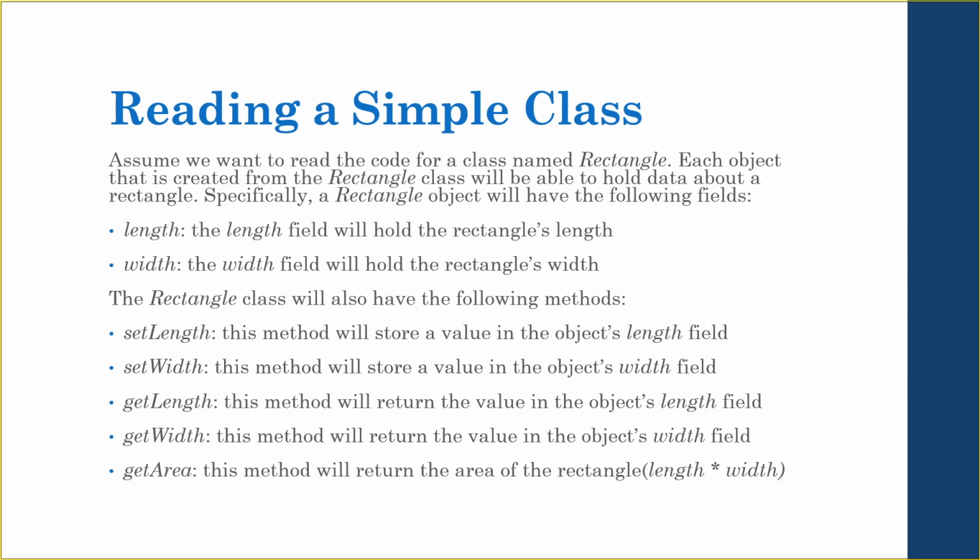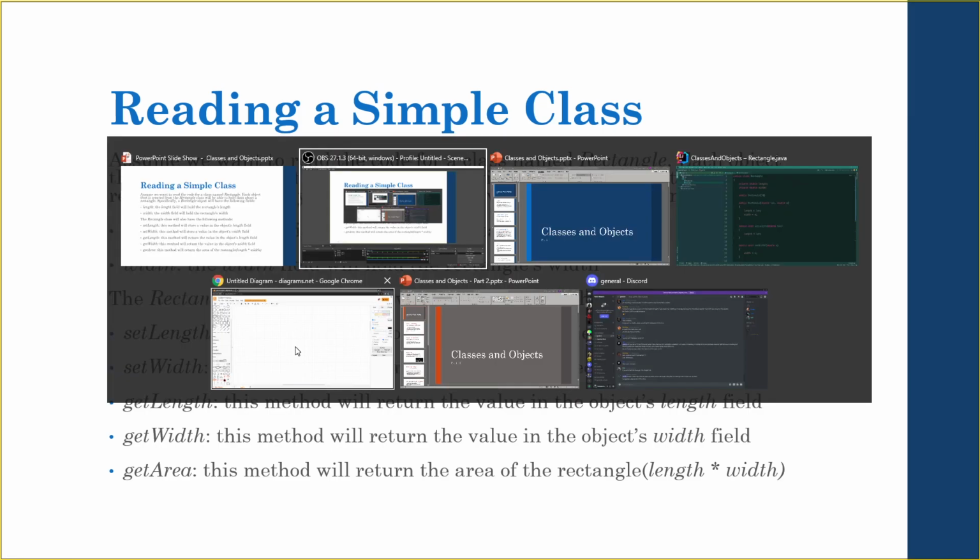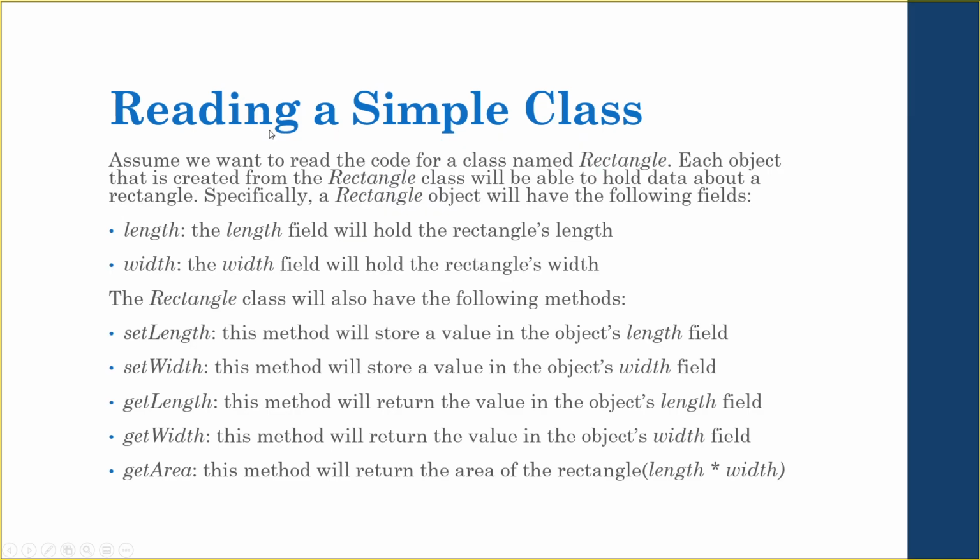So let's talk about how to read a simple class. I have the source code for this class, and I will pull it up. But let's discuss what we're going to look for here. We have a class named Rectangle. Every object that we create from the Rectangle class will be able to hold data about a rectangle. And specifically, it will have these items here. Actually, I'll read this first, and then we'll show the code.